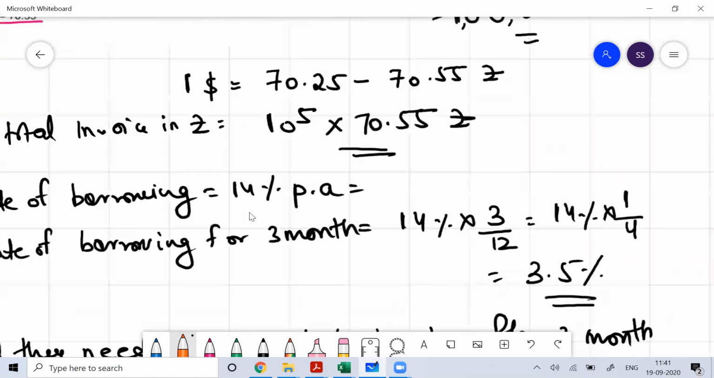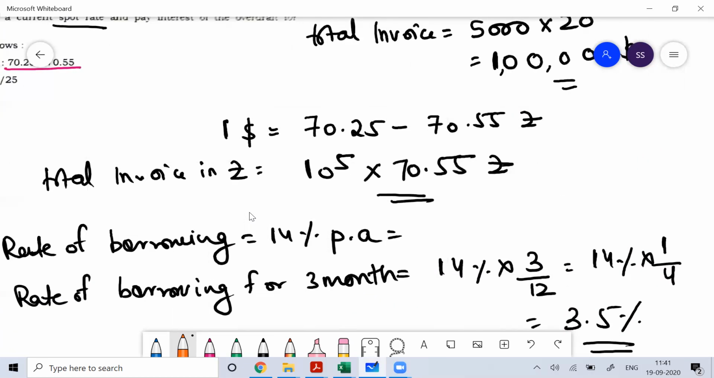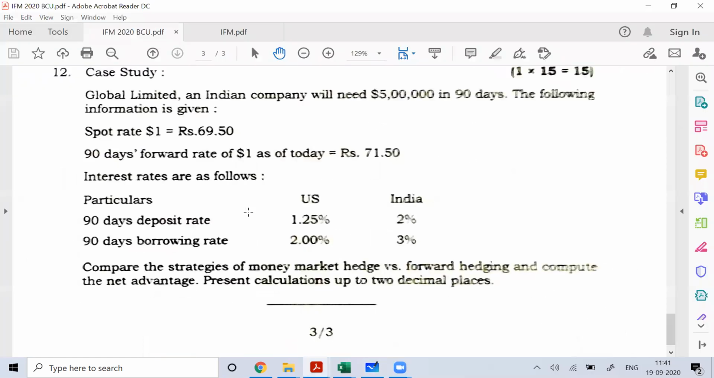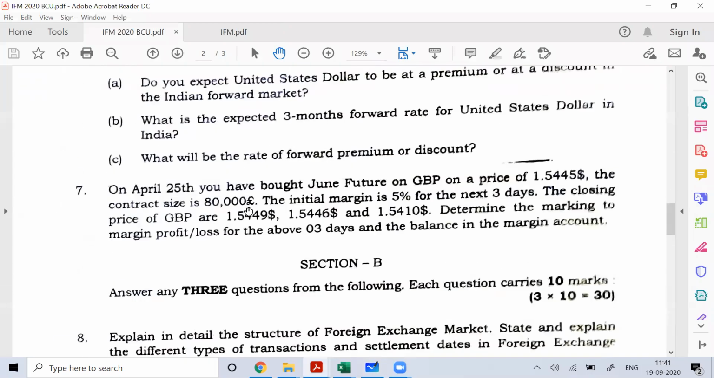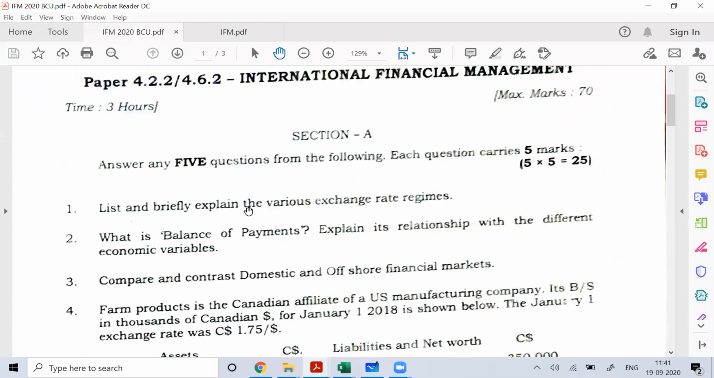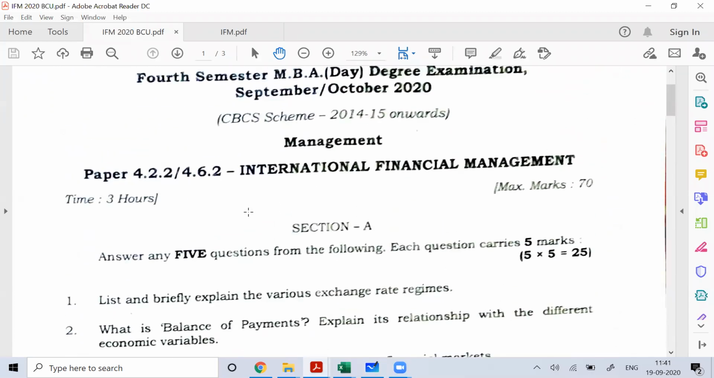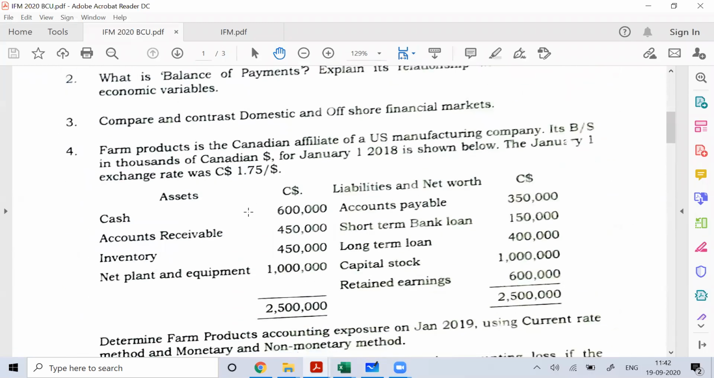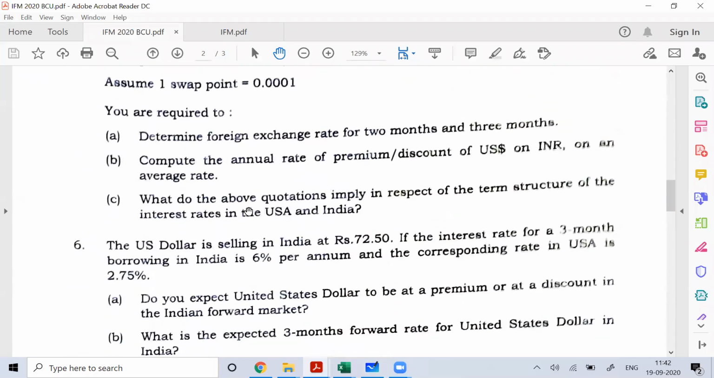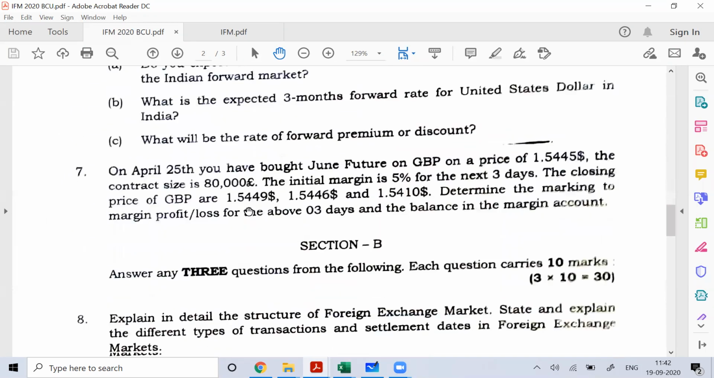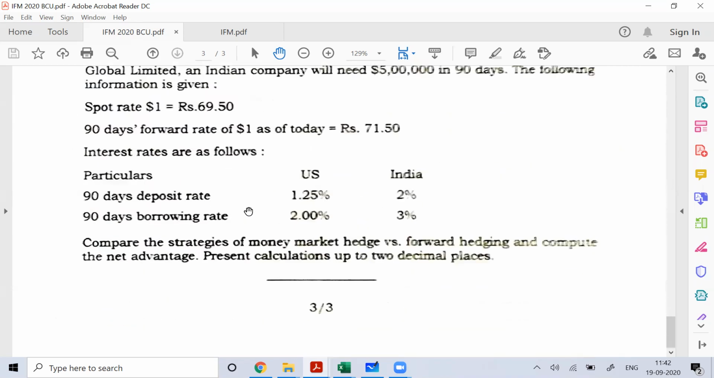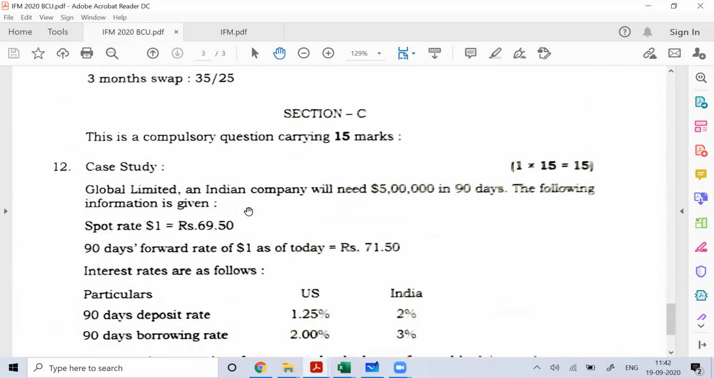So guys, I hope you enjoyed this session. I made altogether 3 videos, and in these 3 videos we have discussed the question paper of international financial management which came for September October 2020. I believe you have learned a lot from these three sessions, where primarily we discussed the numericals which are important from the exam point of view.